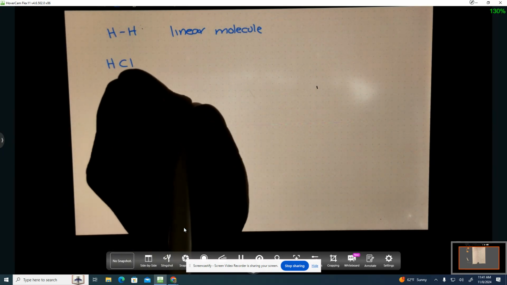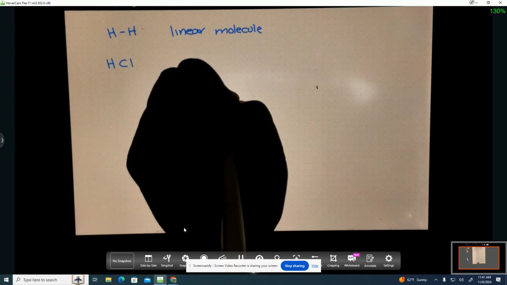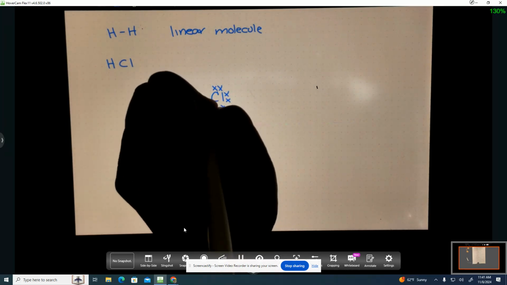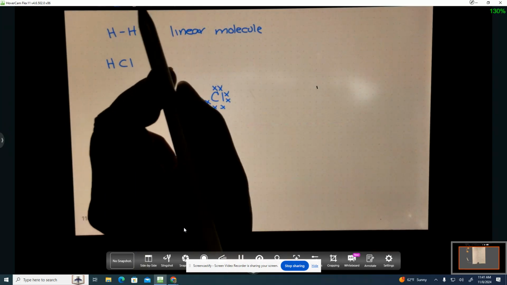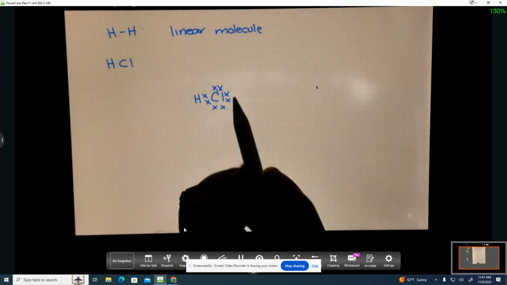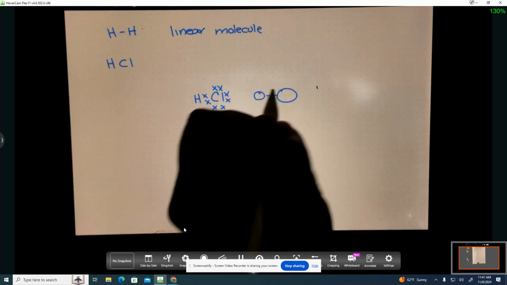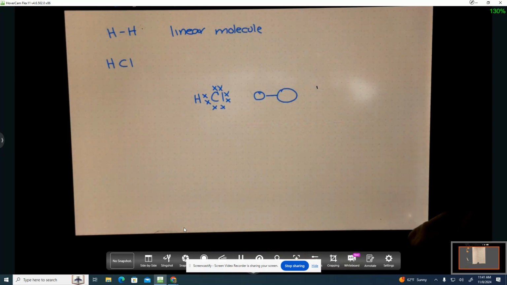You would have H with 1 valence electron. Cl has 7 valence electrons. That hydrogen's going to come in. It's going to bond right here. You're going to have an H and a Cl. H bonded to a Cl. Okay, it's a linear molecule. They're in a straight line. The next shape is going to be the water molecule.